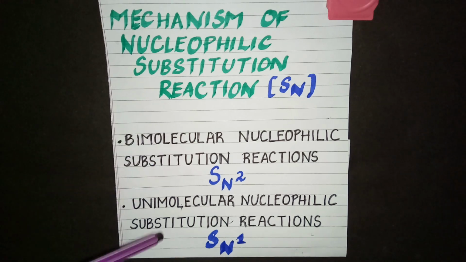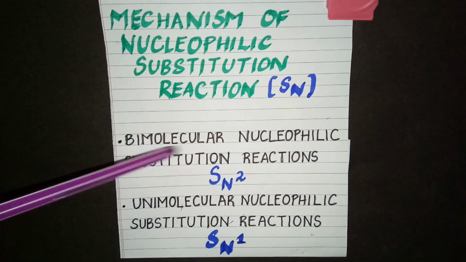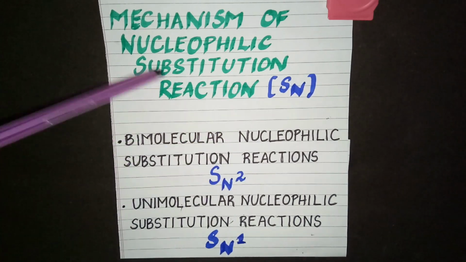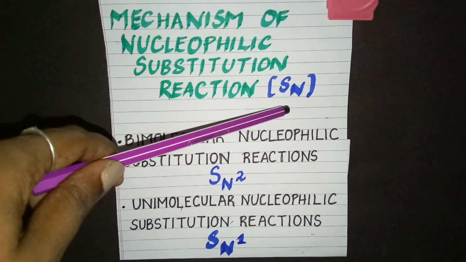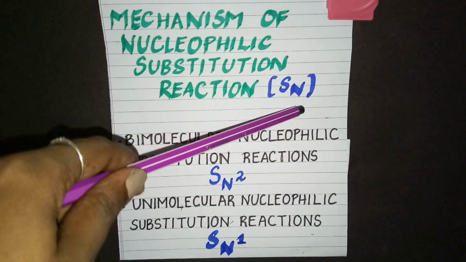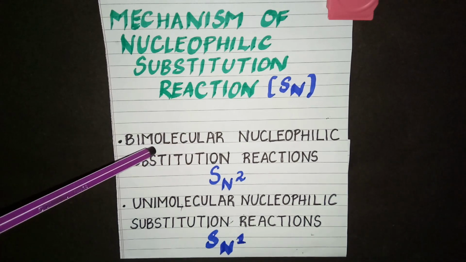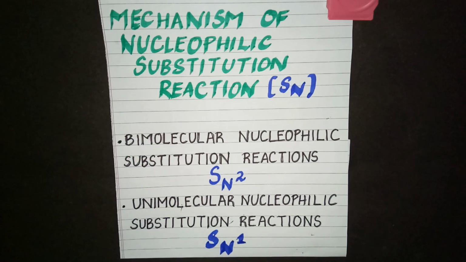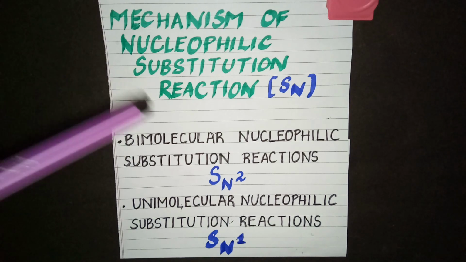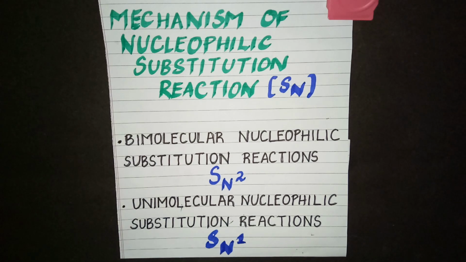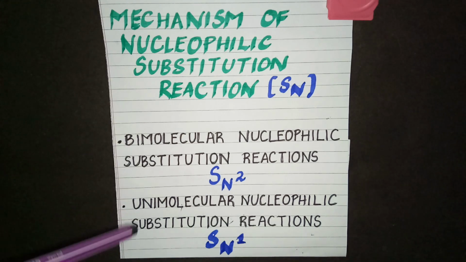So there are two types of reactions. One is bimolecular nucleophilic substitution reactions, and nucleophilic substitutions are represented as SN. So S stands for substitution, N for nucleophilic. When we say bimolecular and unimolecular, it is based on kinetic considerations, which means if the rate of the reaction, which means the speed of the reaction, depends upon the concentration of two reactants, then we call that reaction bimolecular. The other one is unimolecular, in which the rate of the reaction depends upon the concentration of one reactant. So we call that the unimolecular reaction.